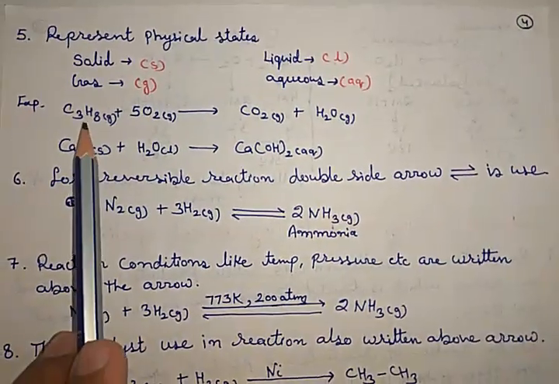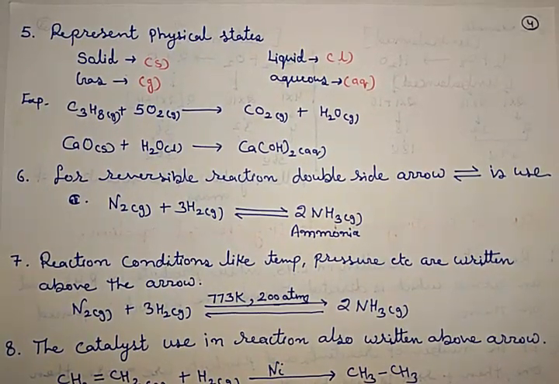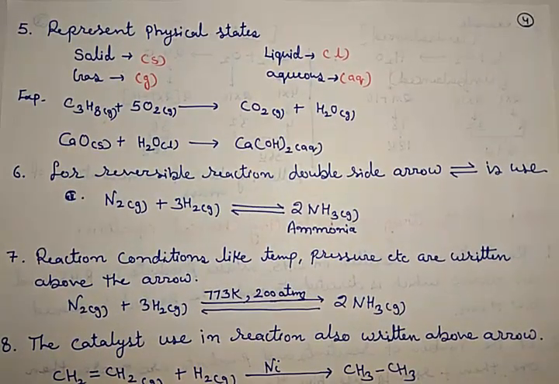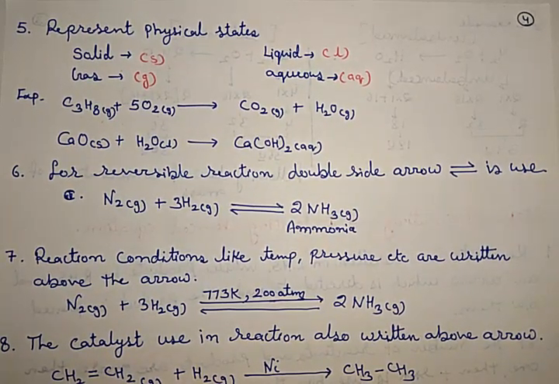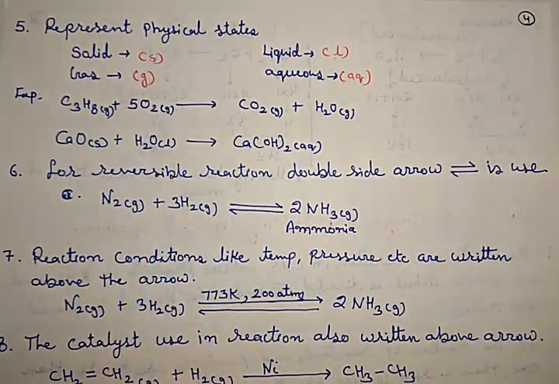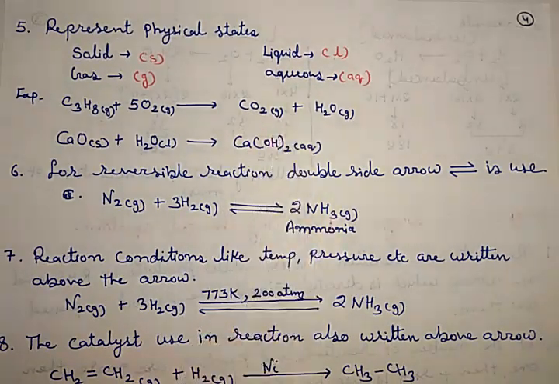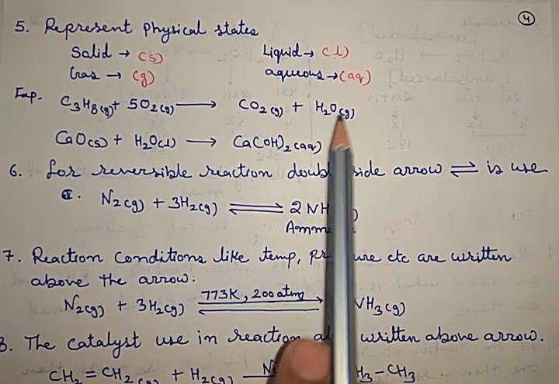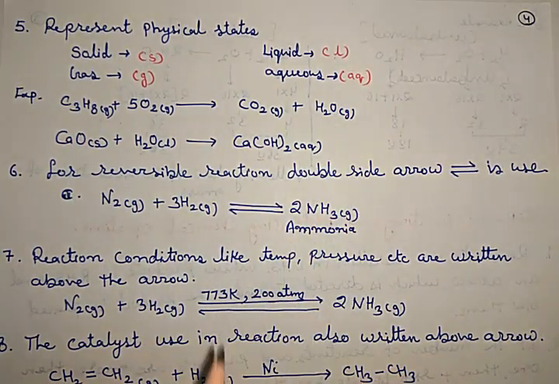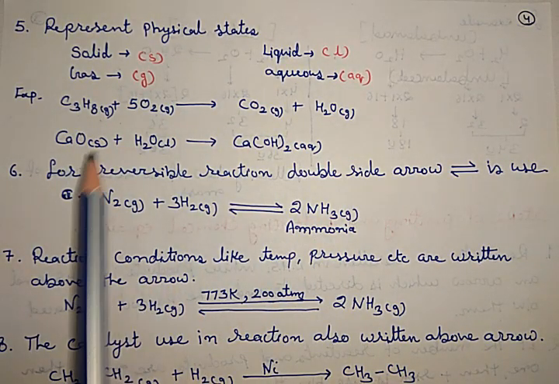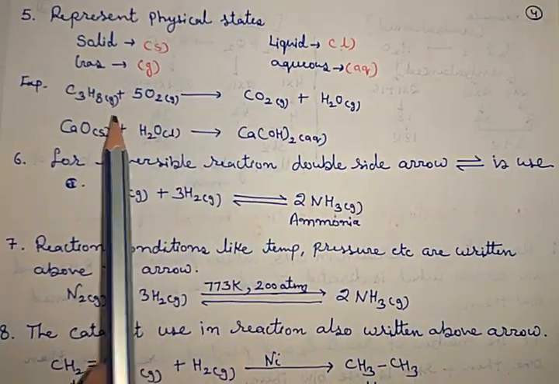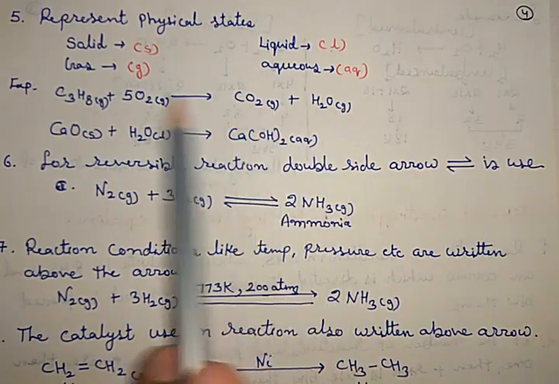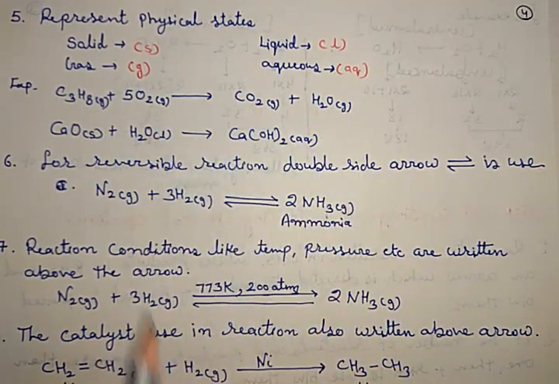For example, in the reaction which we have balanced, C3H8, that is propane gas, oxygen, that is also gas, carbon dioxide, that is also gas, and water, normally in liquid state, but here due to the temperature it is also in gas form. So all of these are gases, that's why small g in brackets is used with them.